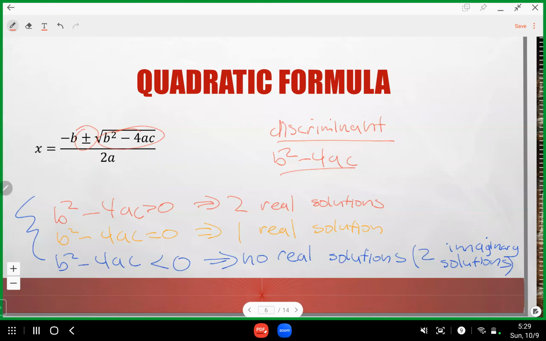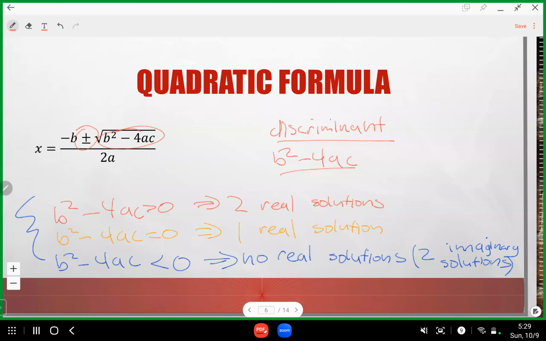Now, could you tell me why b squared minus 4ac less than 0 gives no real solutions? Is that because the square root of any negative number is undefined? Very good. If you take the square root of -4, you can't do that. It's not -2, because if you square -2, it's 4. It's not 2 either, because if you square 2, it's 4. So you can't take the square root of -4. It's just not possible, so there are no real solutions.